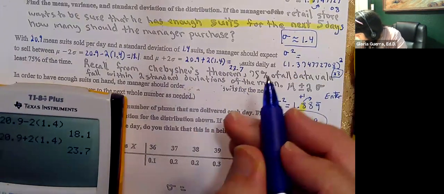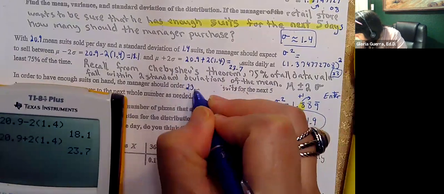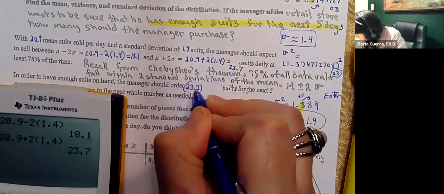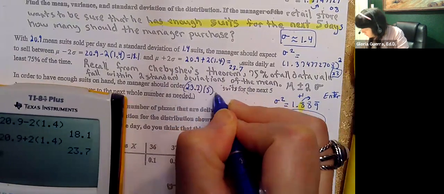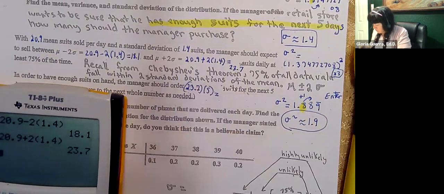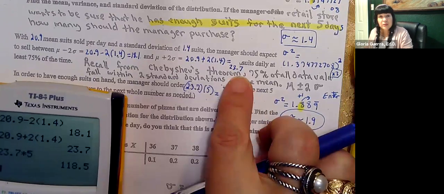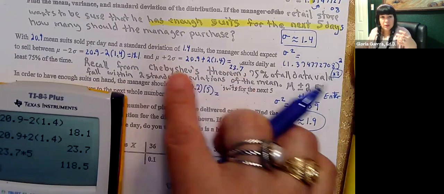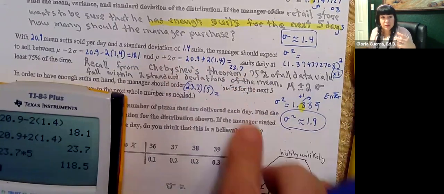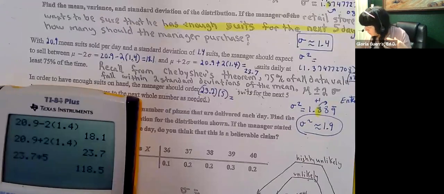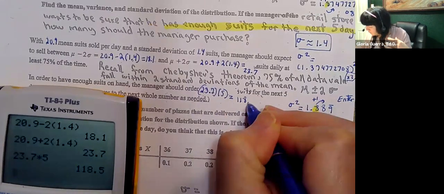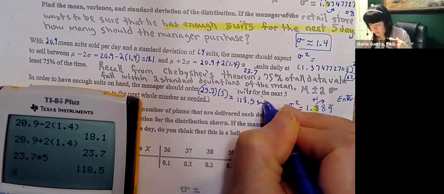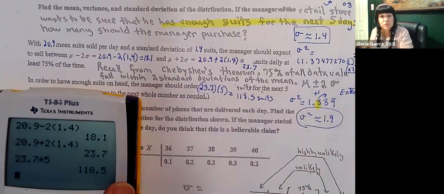Should order 23.7 times 5. So again, you want to use the high end. Imagine you have a good day of selling suits as opposed to the low end, and then 5 days. So that gives you 118.5 suits. But then you have instructions to round up.